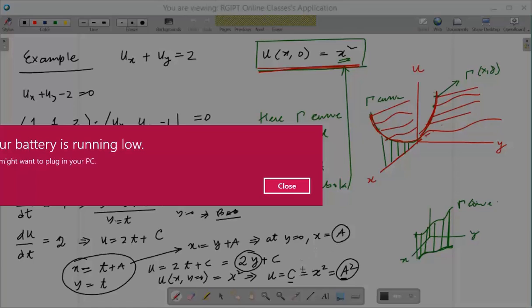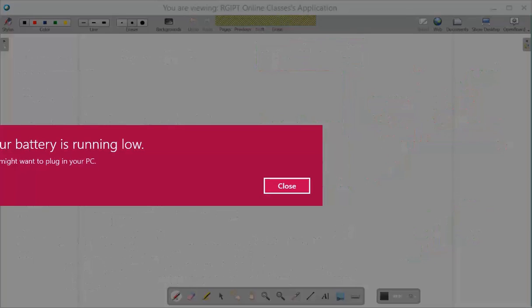x equal to a, y equal to 0. So x is equal to t plus a, y is equal to t, and u will be equal to 2t plus a squared. Okay, so these are my three equations that will describe the answer. So x equals t plus a, y equals t, and u equals 2t plus a squared.